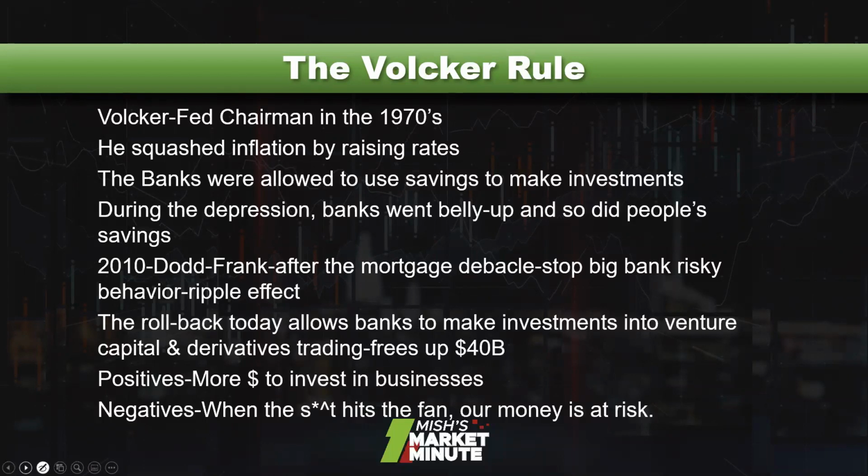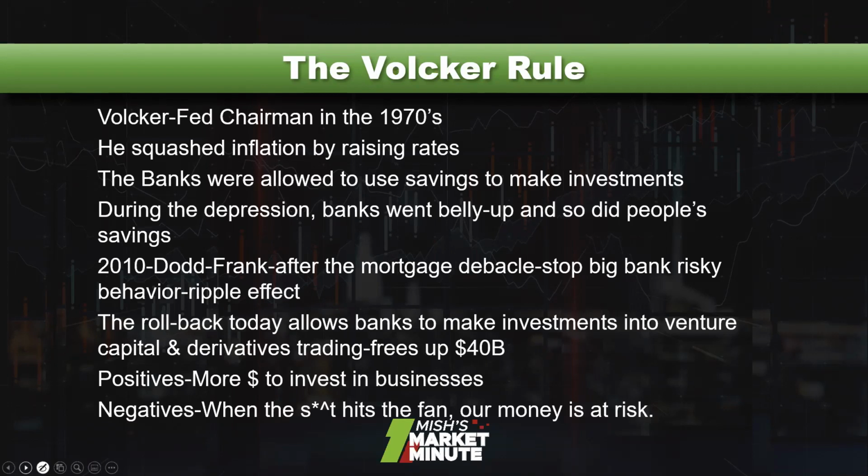And then after the mortgage debacle in 2008, the Dodd-Frank law was passed, in which Volcker was part of that, the Volcker Rule. And that, of course, was after the mortgage debacle. And that was, again, to stop big bank risky behavior. The ripple effect of the mortgage crisis was Bear Stearns, for example, going out of business, Lehman Brothers.